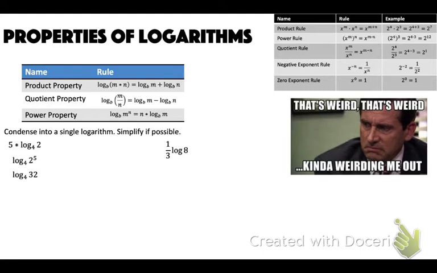This one we have 1/3 as our exponent. So we have 1/3 log of 8. That's going to become log of 8 to the 1/3 power, which is log of 2. And you could check that in your calculator if you want.